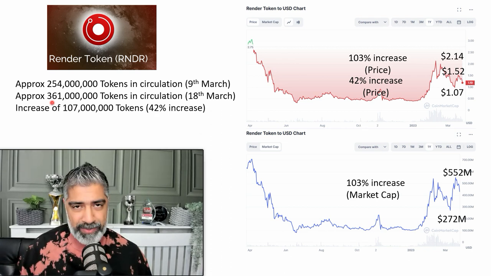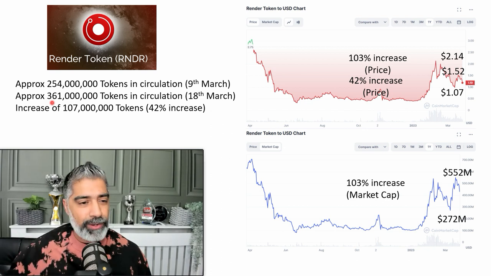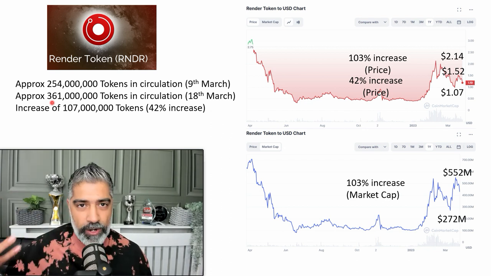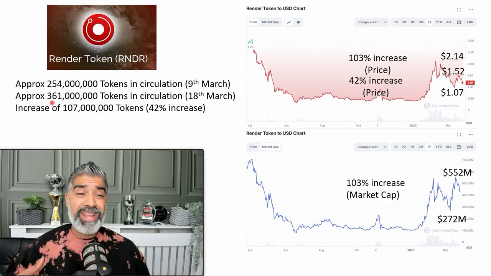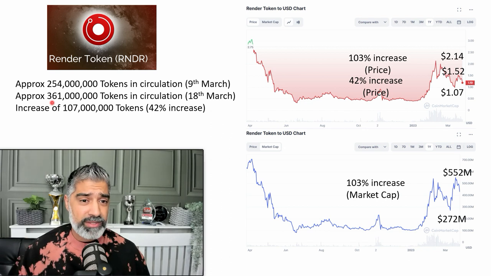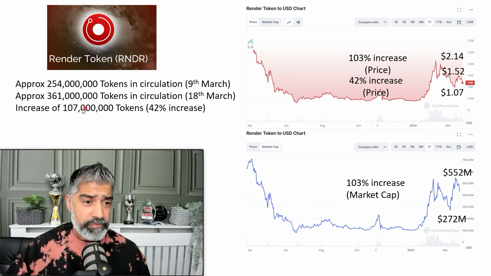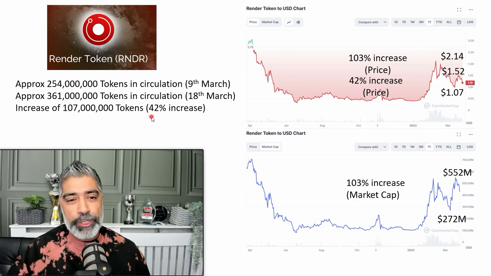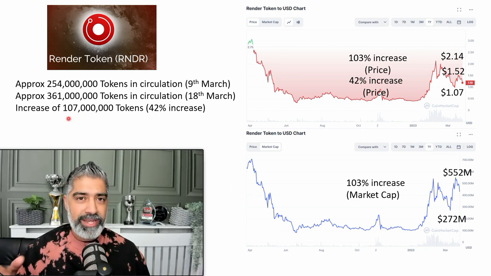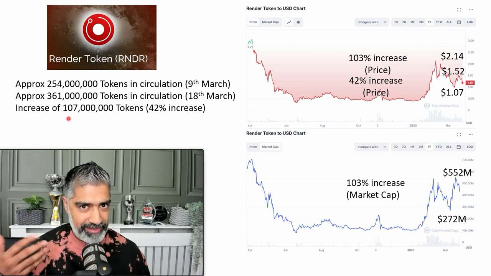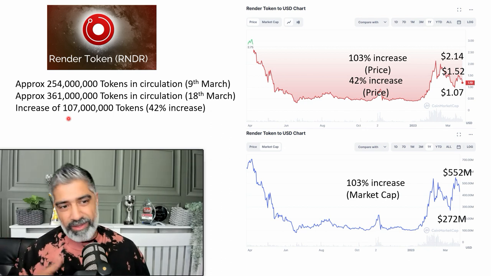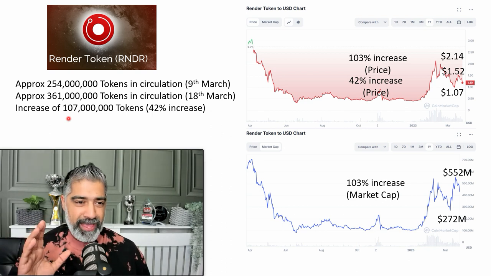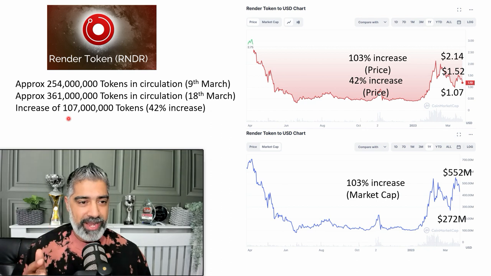What concerns me, now I'm sure it's somewhere, I couldn't find it online in the roadmap, is that maybe something's unlocked, or there's a new liquidity pool, whatever the reason. But that's quite an aggressive release of new tokens, increased by 42%. That's 107 million new tokens into circulation, right? That's a lot of tokens, considering that Bitcoin only releases a fraction. So it's a concern of mine.